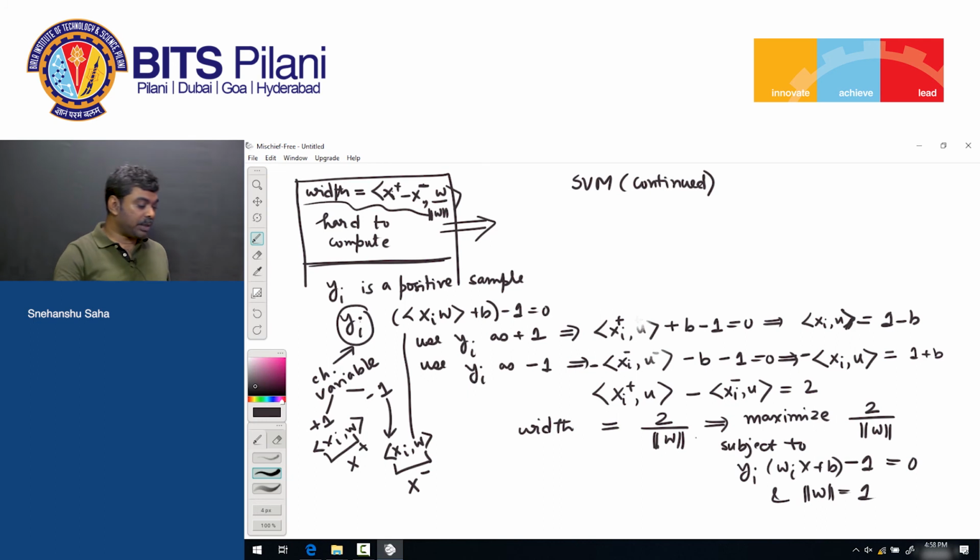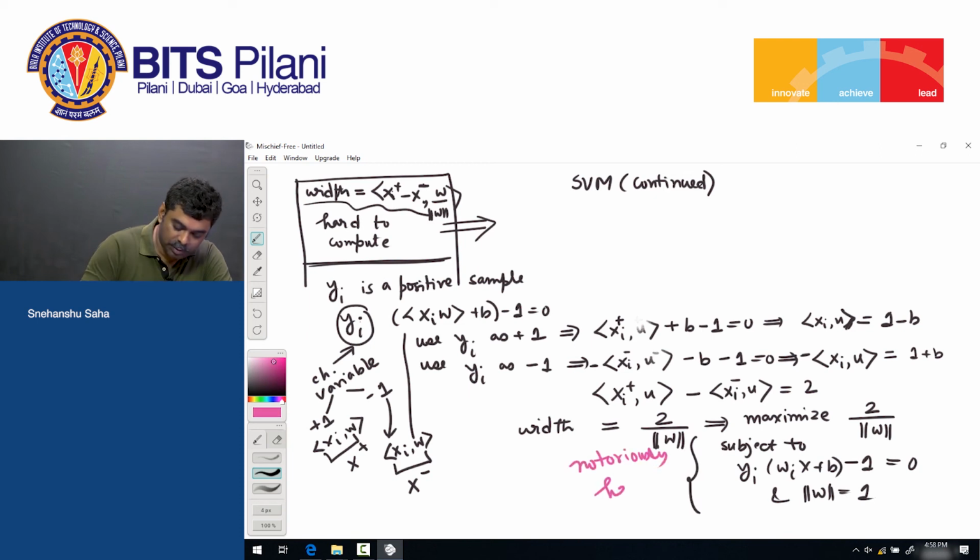Now the question is, is this a solvable optimization problem? Can I solve this? Well, it turns out that this thing is notoriously hard to solve because of the structure of the problem, and it's actually a non-convex problem. We would like to discuss more about this particular condition and what it implies, but that's for the next lecture.